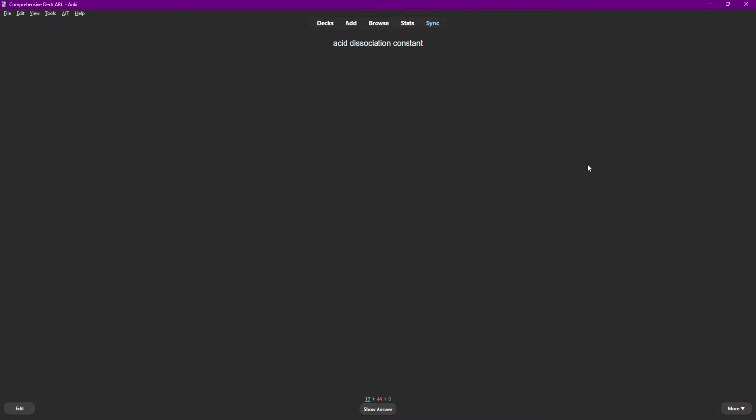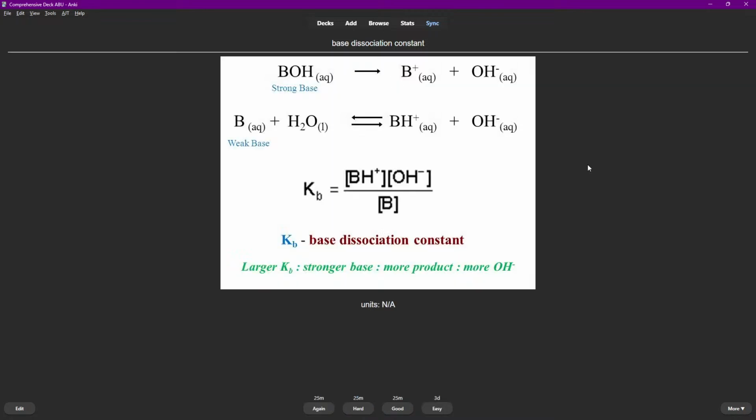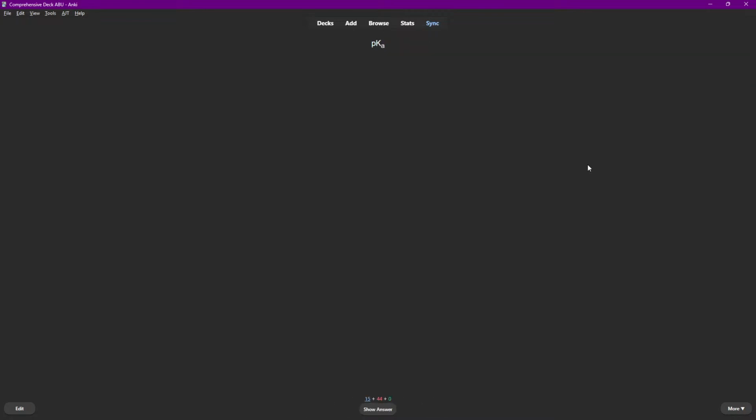Acid dissociation constant Ka is equal to products over reactants raised to their coefficients. Base dissociation is Kb, products over reactants. Yep. pKa is the negative log of Ka. pKb is the negative log of Kb.